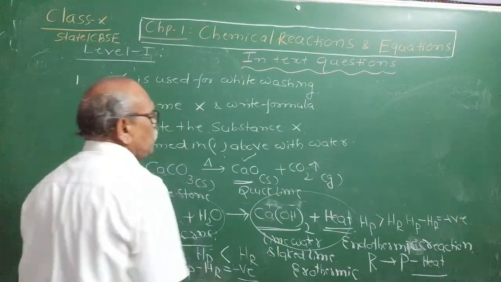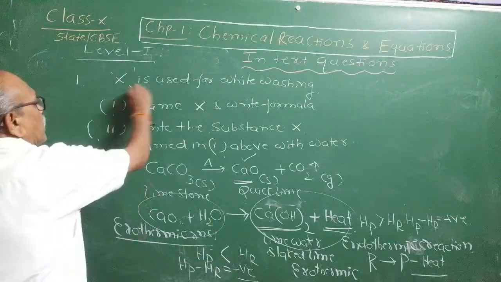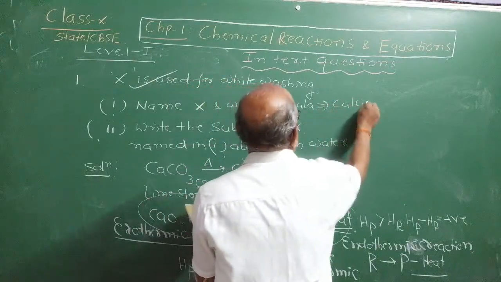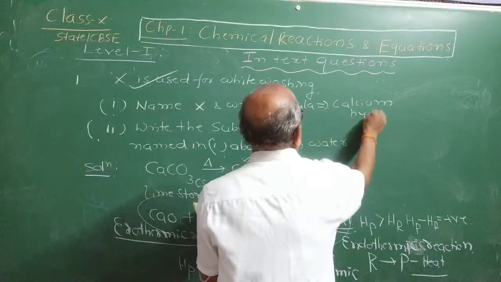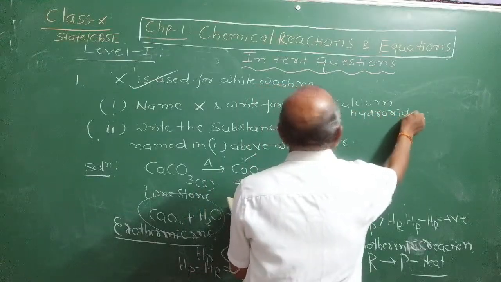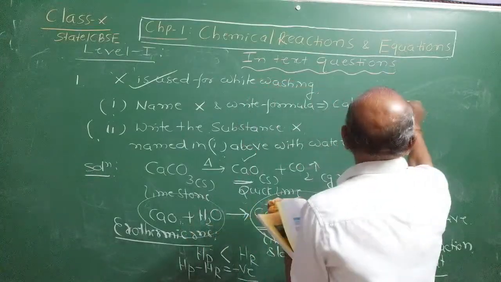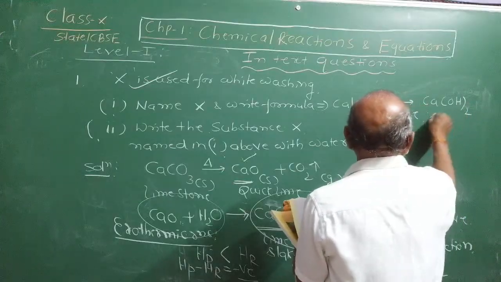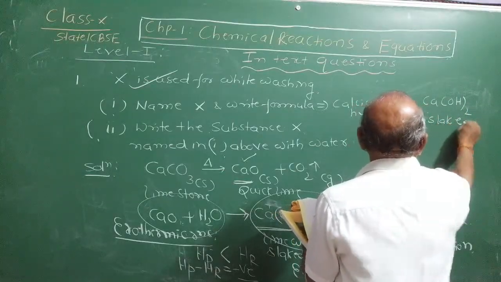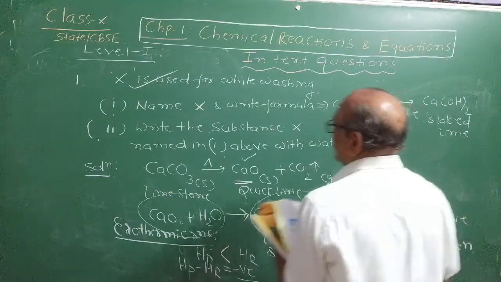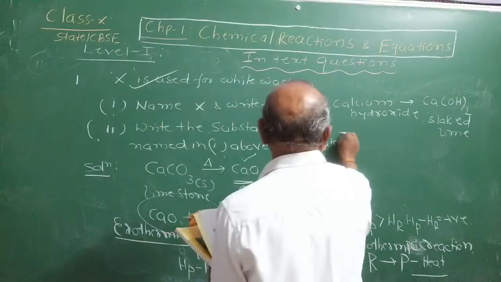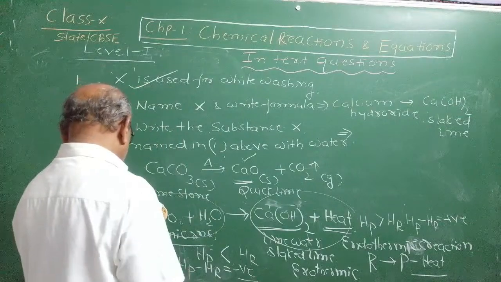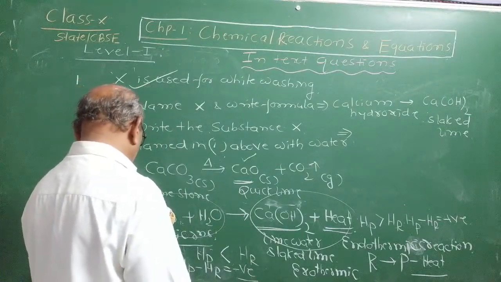And this is used for whitewashing. Name the substance X. X is calcium hydroxide, Ca(OH)2. It is called slaked lime. When it is dissolved in water, name the substance formed. Write the reaction of substance X named above with water.